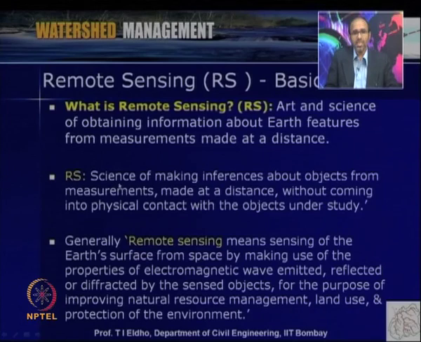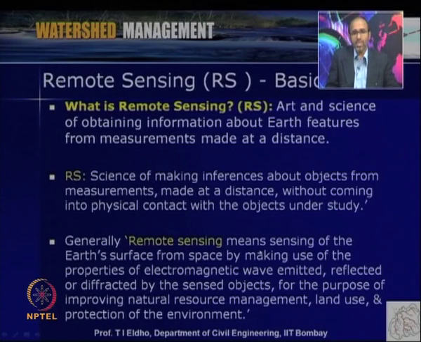Remote sensing is a science of making inferences about objects from measurements made at a distance, without coming into physical contact with the objects under study. When a satellite is passing over an area, a watershed or a river basin, it is sending certain signals or collecting certain data based upon its movement and various other parameters. That data we are processing and utilizing. There is no direct contact with the objects, but we are getting the data remotely.